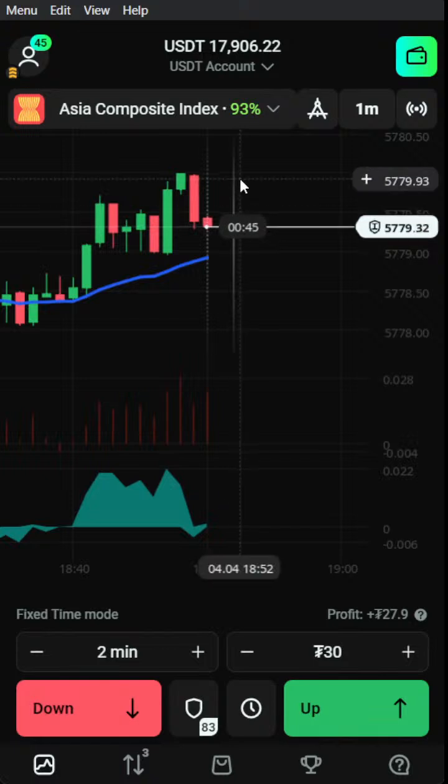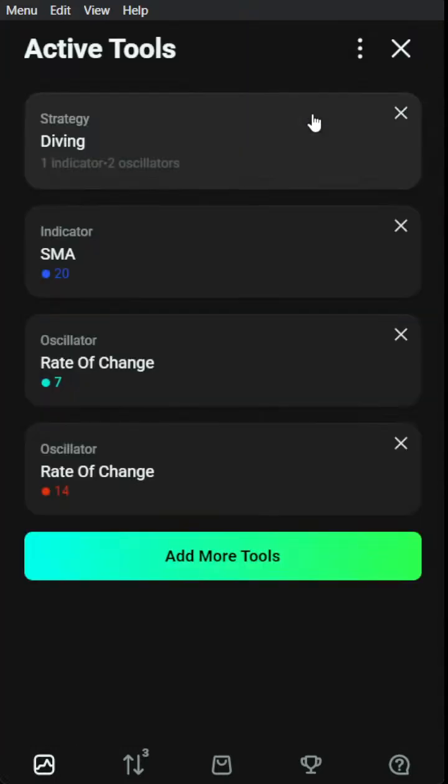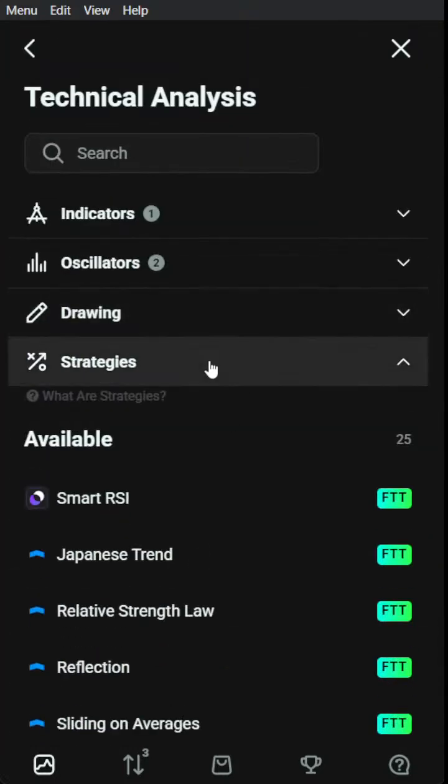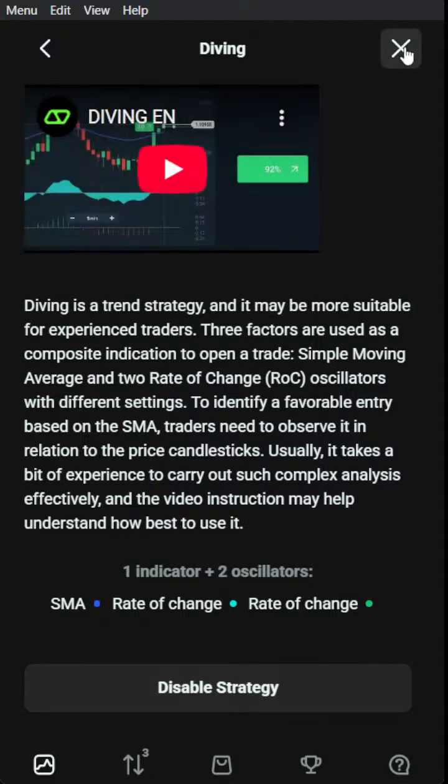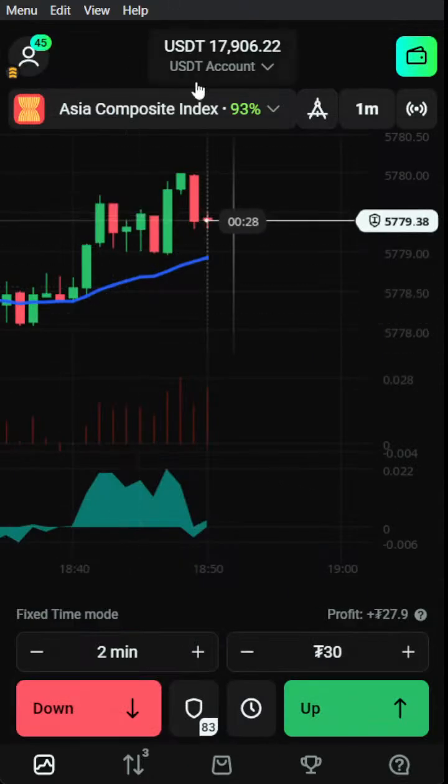I don't know how to manually set it, but why do you want to set it manually? You are already on advanced level, Nilesa. You just have to go to the strategy section, scroll down, click on strategy, scroll down, there will be a diving strategy, just enable it and you will see it applied to your account. You don't need to do anything different.